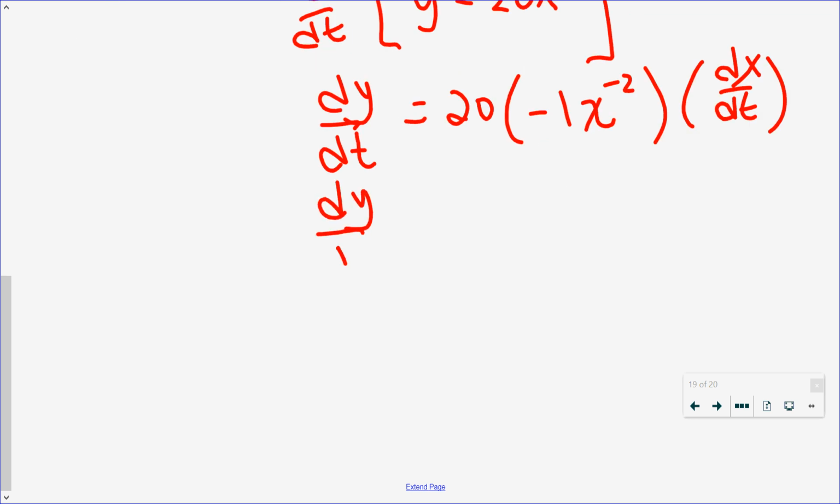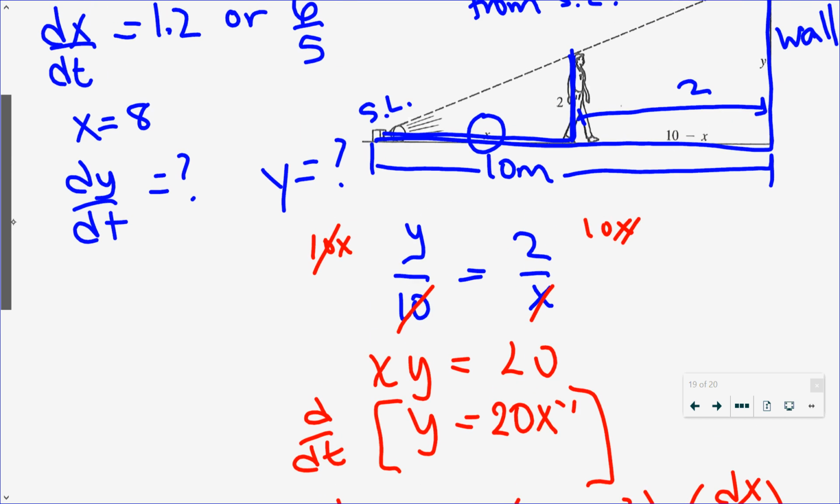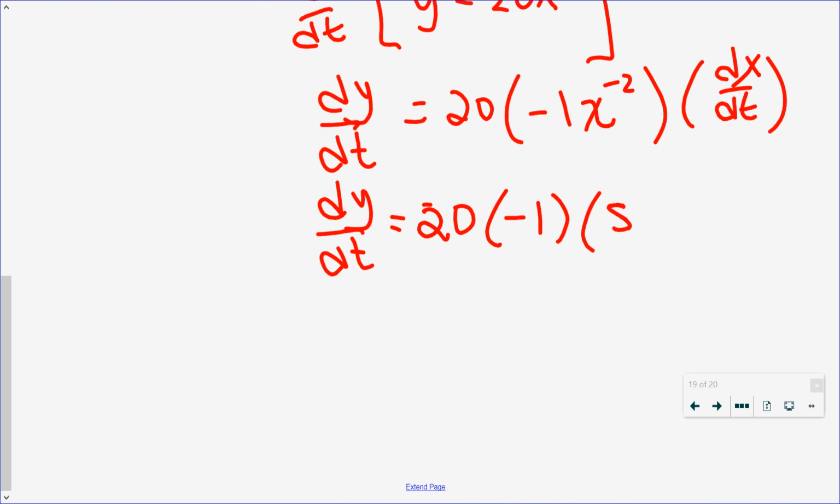So dy by dt equals 20, not negative 20, 20 times negative 1 times x, which is, if I go back up here, I've already forgotten, x is 8. There we are. 8 to the negative 2, and then multiplied by dx by dt, which was 1.2, and I changed that to a fraction, which is 6 over 5. Okay, let's tidy this mess up.